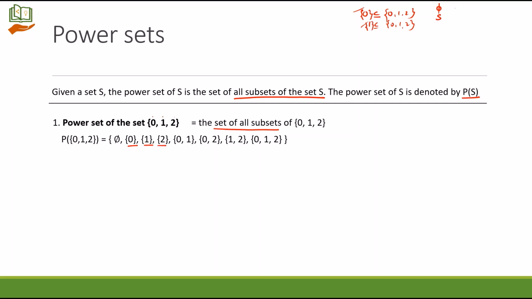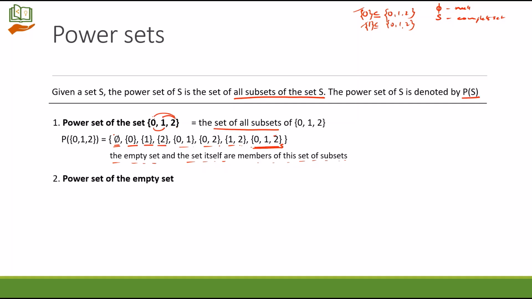When you take it as subset, I have to denote it this way. First, I am denoting the elements individually: {0}, {1}, {2}. Then I have to take elements together like this: {0, 1}, {0, 2}, then {1, 2}. This is actually the set S itself. The null has to be included as well as the complete set also should be included. The empty set and the set itself are members of this set of subsets. So definitely you have to include them.